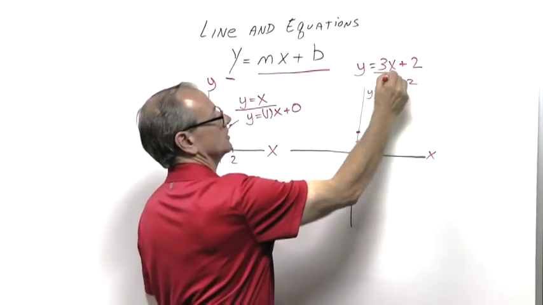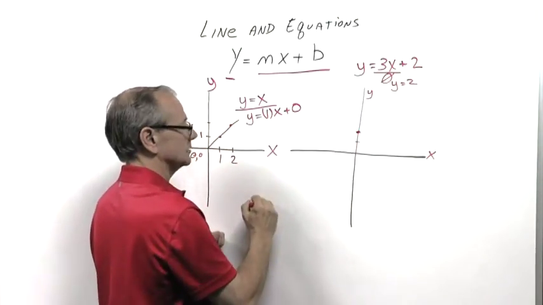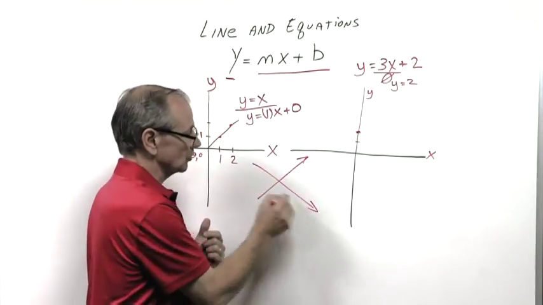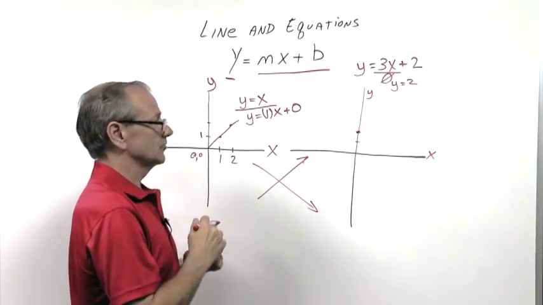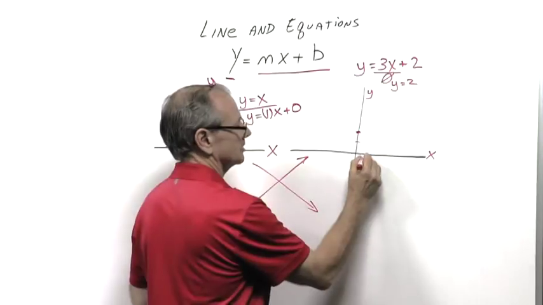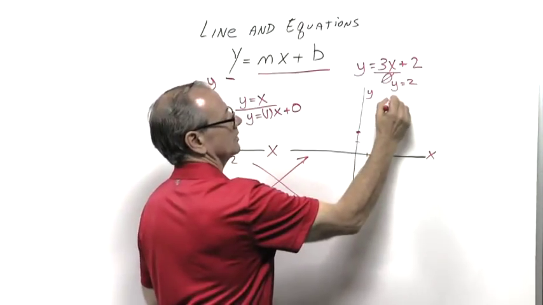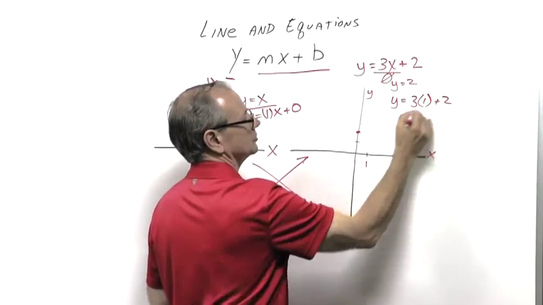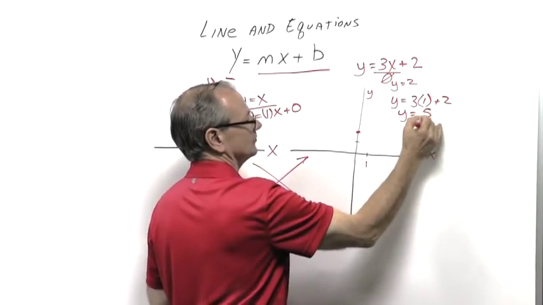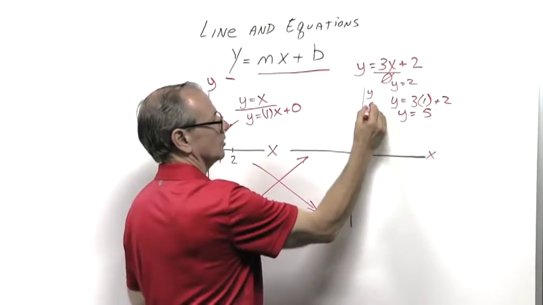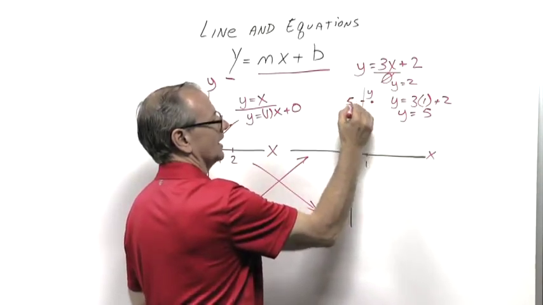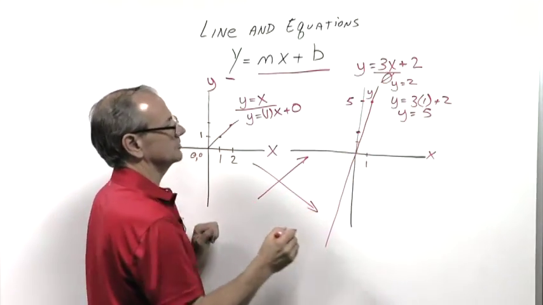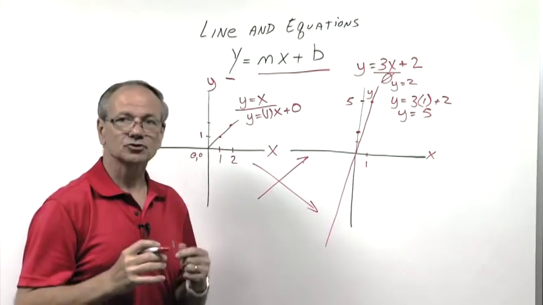Now, the 3 being positive means my slope is going up. A negative slope means it's going down. So in this case, I have a 3x. That means if I let x equal 1, I would say y is equal to 3 times 1 plus 2, y equals 5. So at x equals 1, I'm going to go all the way up to 5. Now I have a line that looks something like this because it has a very steep slope.